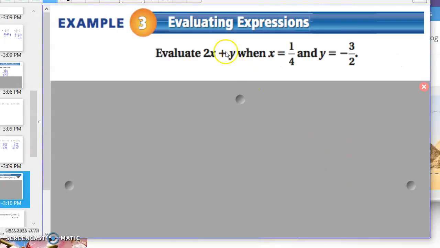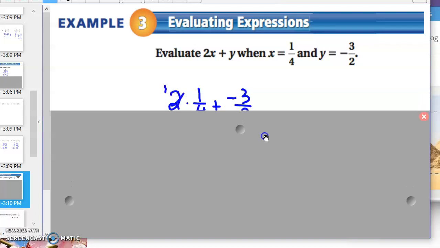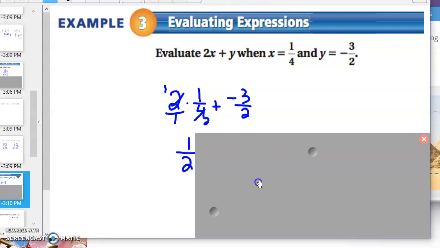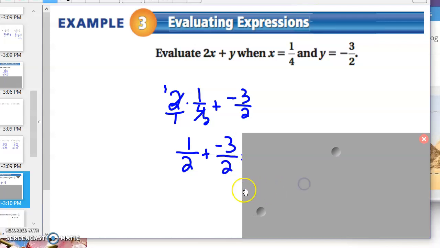Next example is talking about evaluating expressions. So we're going to substitute the letters with the numbers and then follow the order of operations to solve from there. So first thing I did was replace x with 1/4, and then I replaced y with negative 3 over 2. Well, with the order of operations, first I had to multiply these two, but that meant that I could cross cancel the 2 and the 4, and then 1 times 1 is 1, and 1 times 2 is 2, so I got 1/2. Well, then I keep negative 3 over 2.